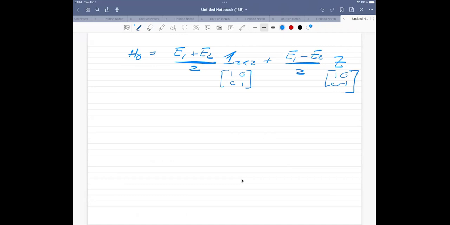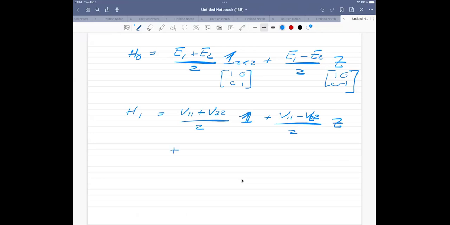Then the interacting Hamiltonian is something which we could rewrite in terms of some slight manipulations. So we could rewrite it like (V11 + V22)/2 multiplied with this identity matrix plus (V11 - V22)/2 multiplied with a Pauli Z matrix.